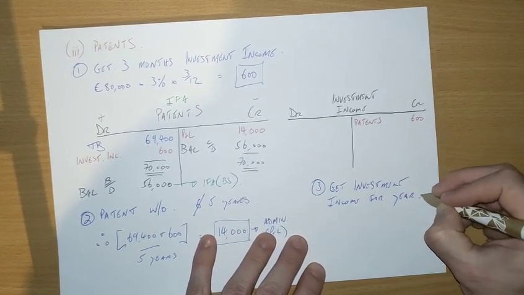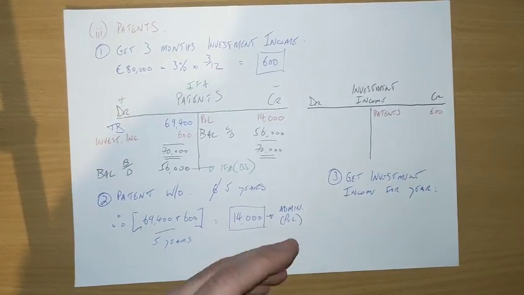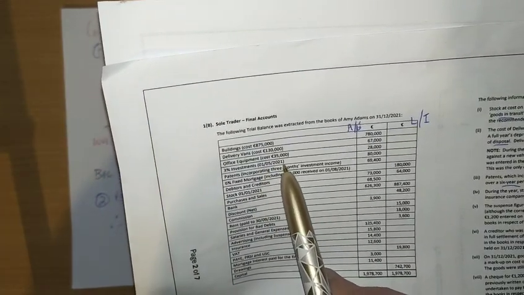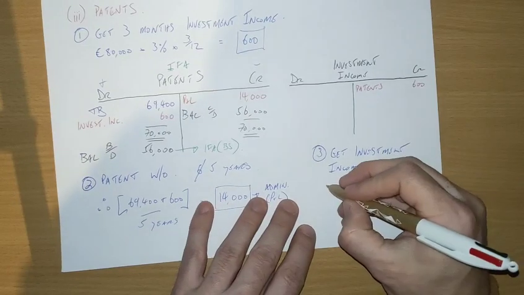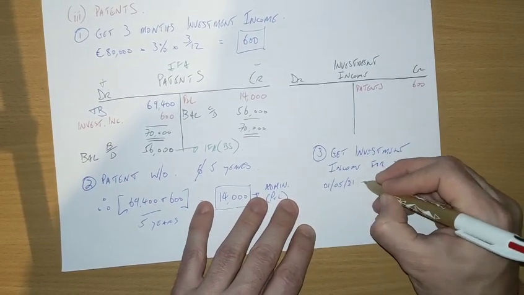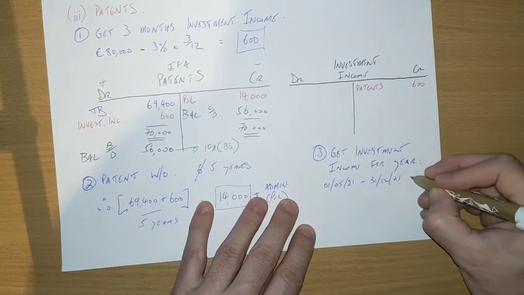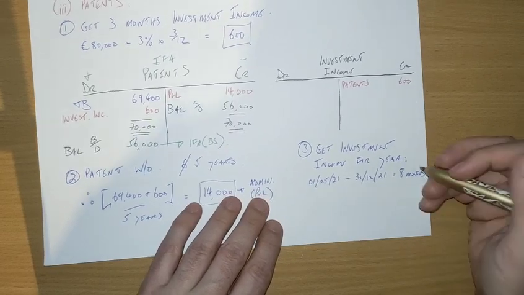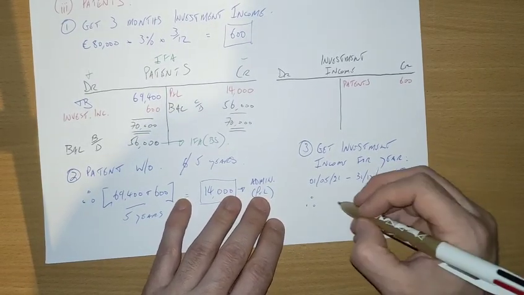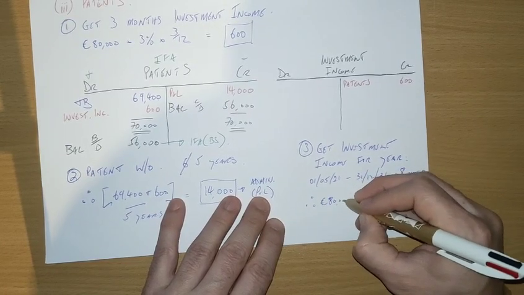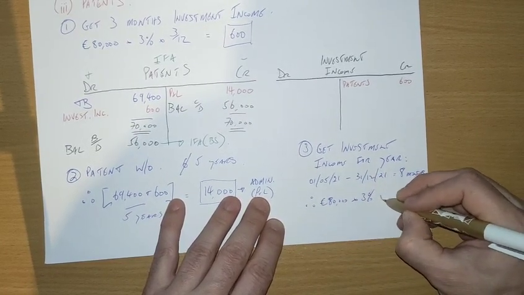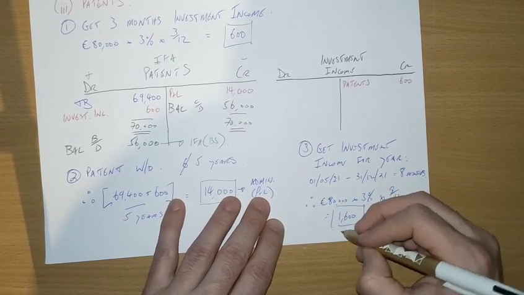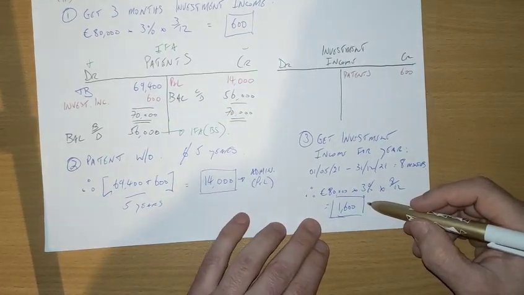Now the only thing you need to be careful of is dates. When do you acquire assets, or especially with investments? That's what I was saying earlier. It's the 1st of May 2021. So from the 1st of May 21 to our year end 31st of December 21, that would give you 8 months. So to work out the investment income for the year, it's going to be 80,000 multiplied by 3% by 8 over 12, and that will give you a figure of 1,600. So that's your total. That should be the investment income for the year.